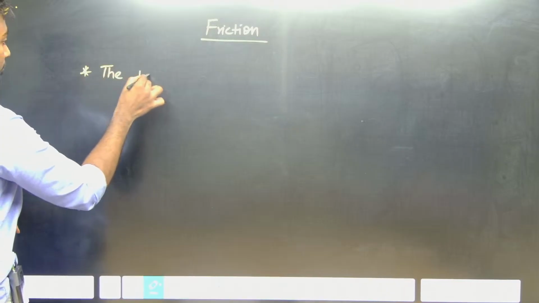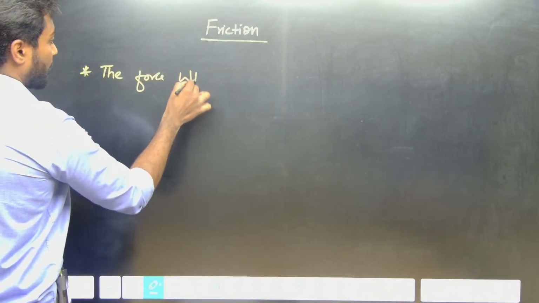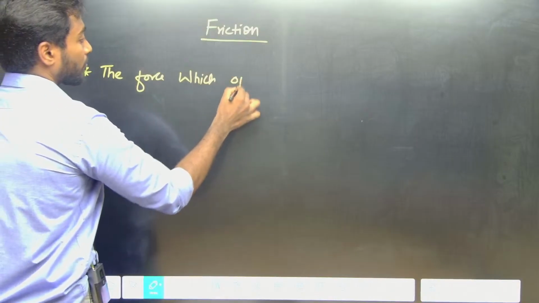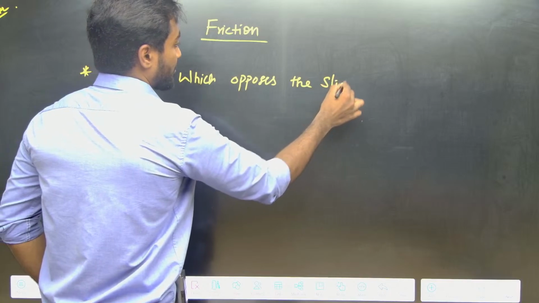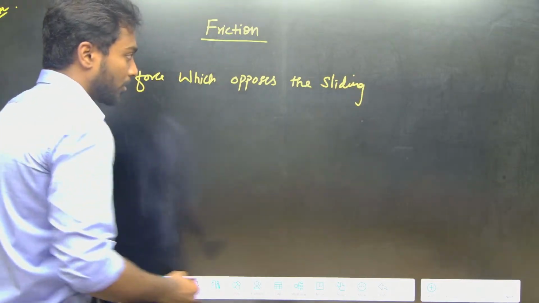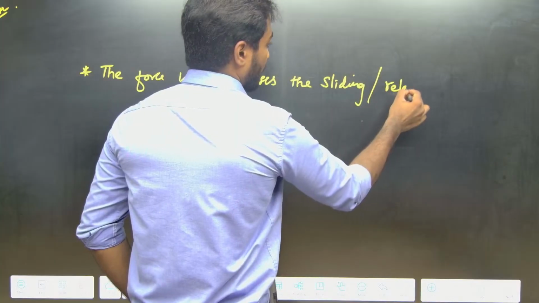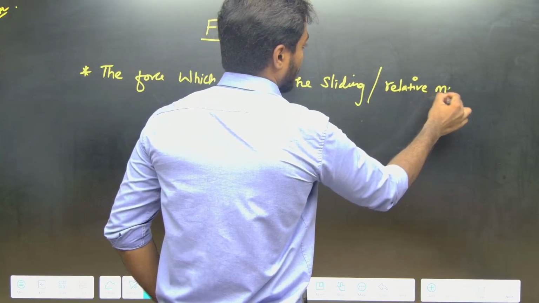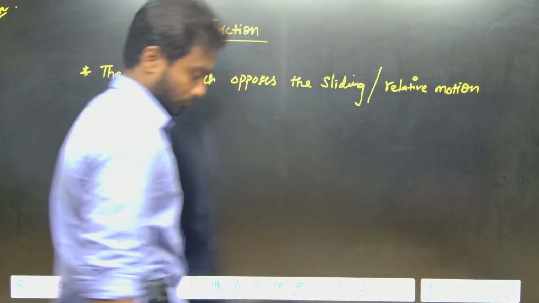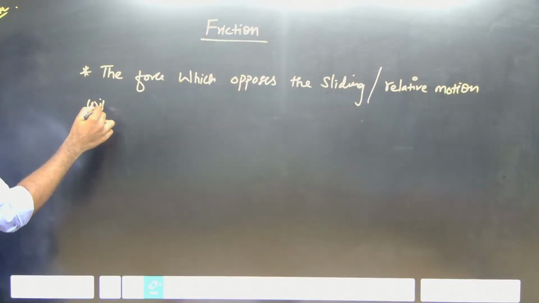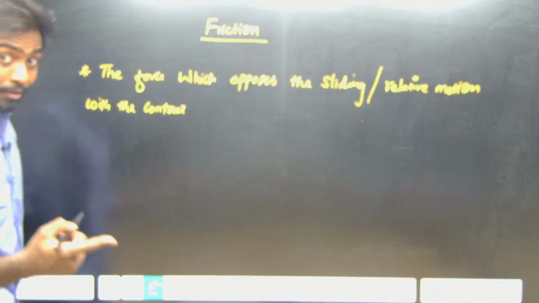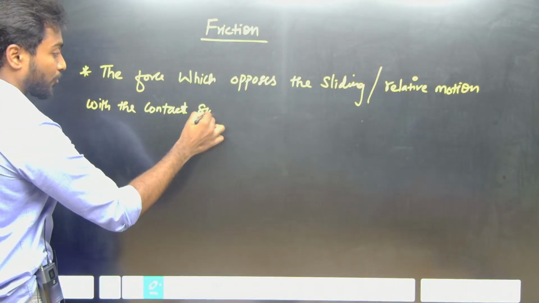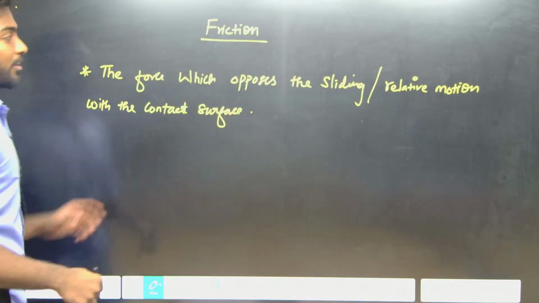The force which opposes the sliding or relative motion with the contact surface is called friction. With the contact surface is an important point.